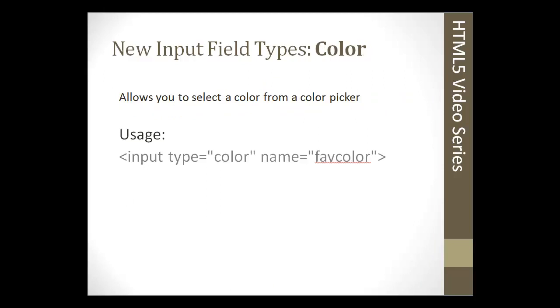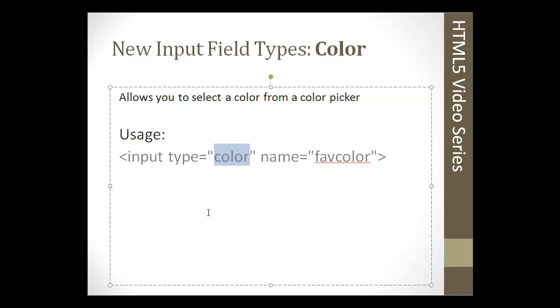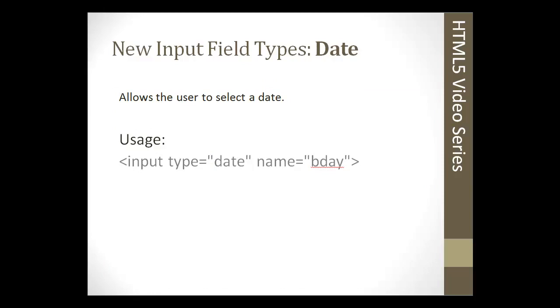Alright, the next one we have is color, and that's another one that if you wanted to use before, you'd have to use some pretty heavy JavaScript. And this is as simple as using the word color in the type attribute of the input field, and you'll get a little box where you can choose the color. And we have a date field. Again, no JavaScript needed. We'd have a pop-up calendar to select the date.